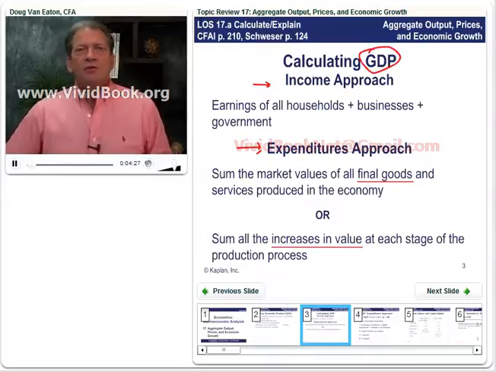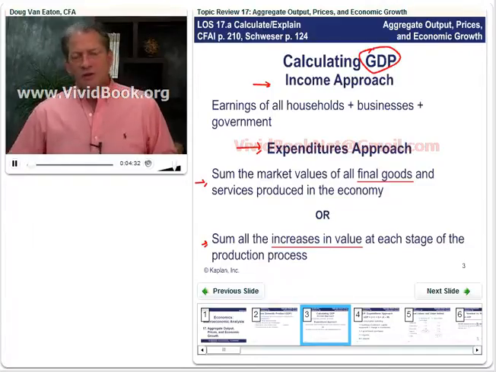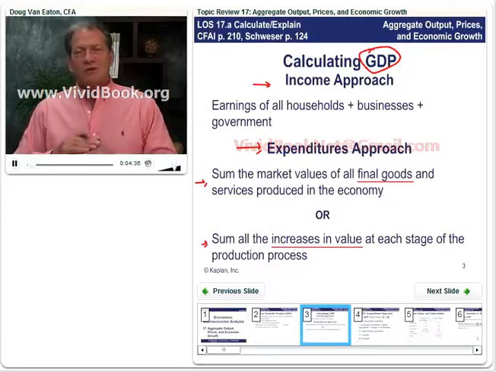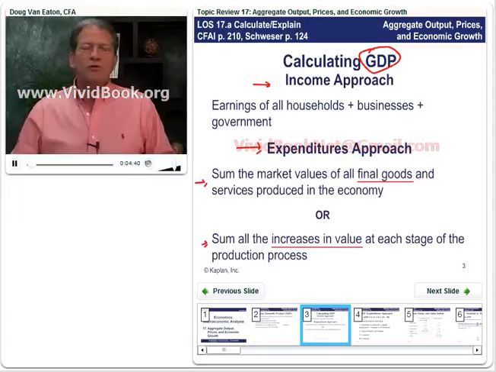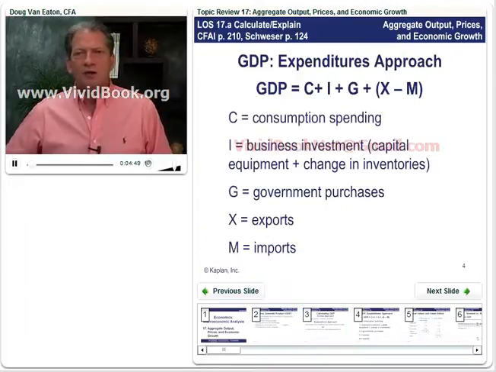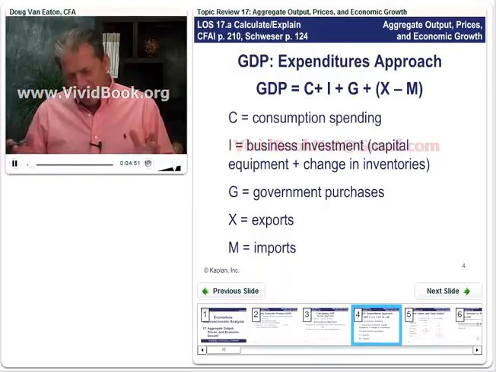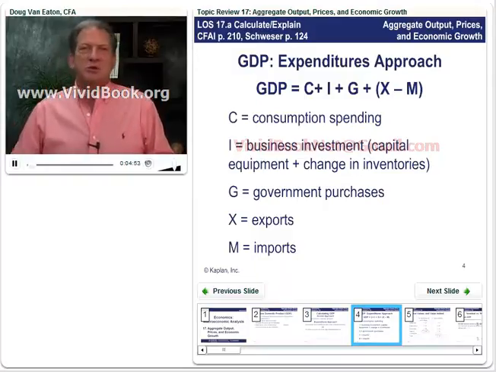Now, these two points under expenditures approach, all we're saying here is if we take the final price of the good, that will include all the additions to value as it moved through the productive process. And we'll have an example of that in just a minute. So GDP calculated either by the income or the expenditures approach. If we add them all up and do it right, they should be equal.